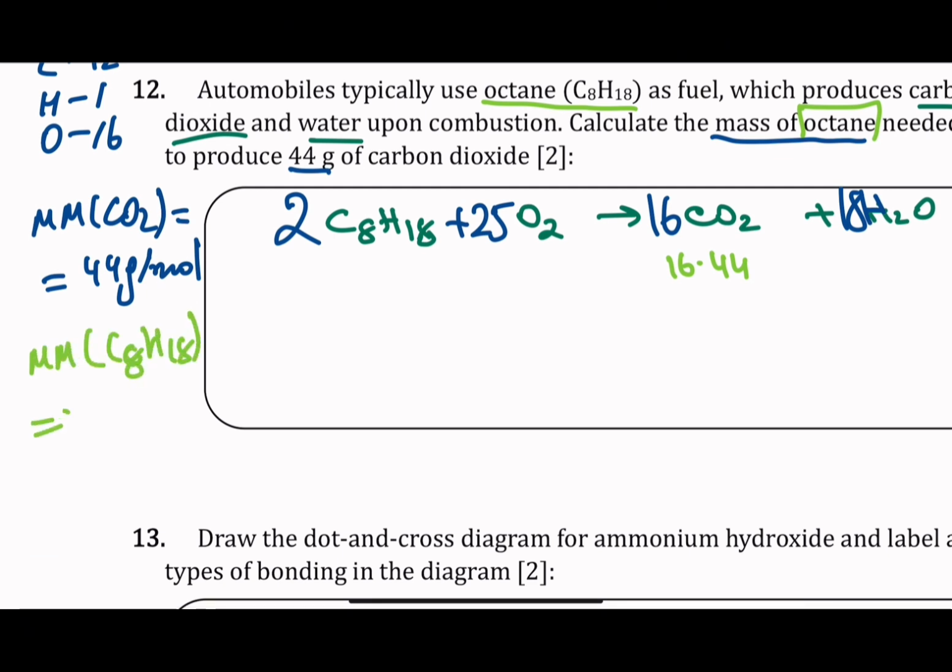Now we need to find the molar mass of C8H18, which is 8 times 12 plus 18 times 1. And this would be 96 plus 18, which is 114. So because I have 2 of them, I'm going to write 2 times 114 grams. Okay, so these are grams.